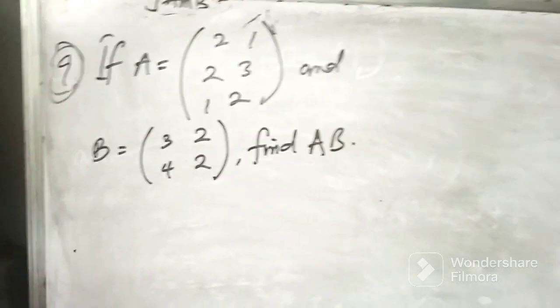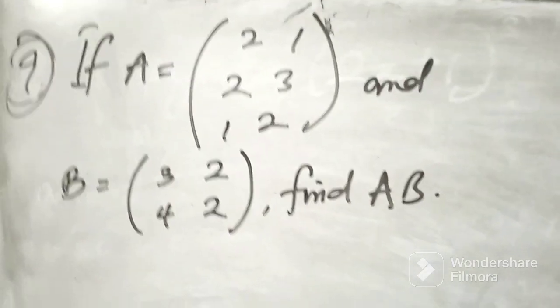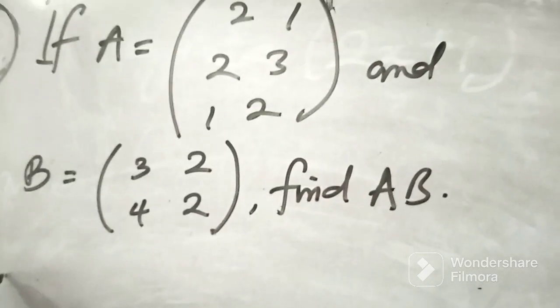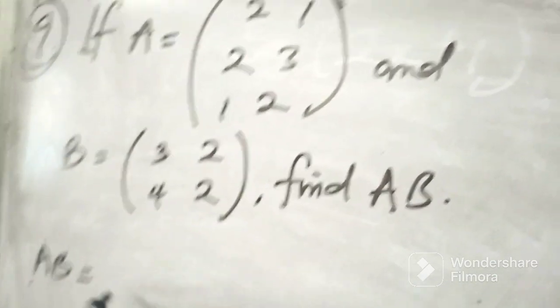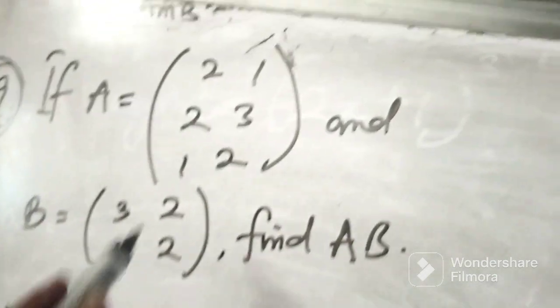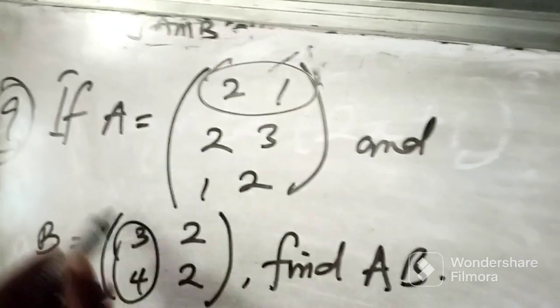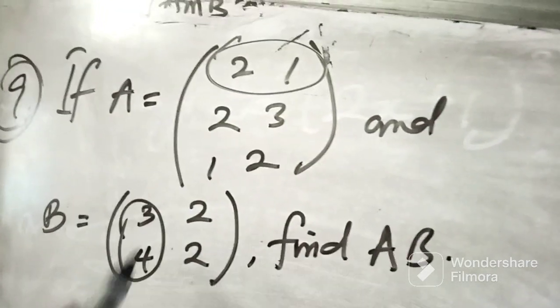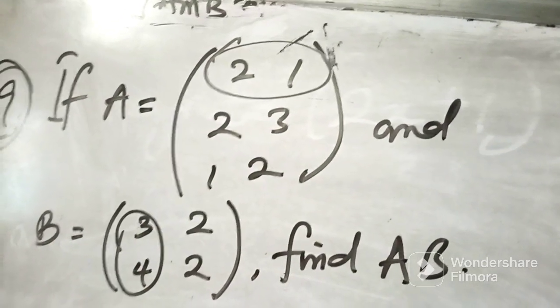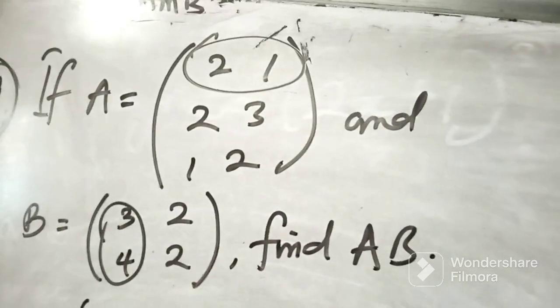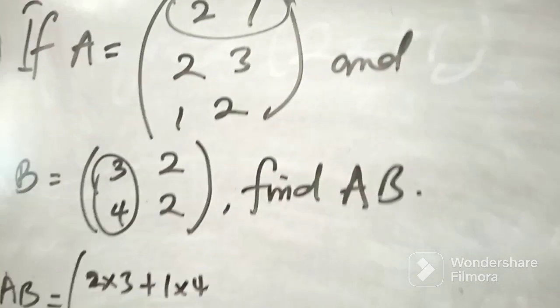The next question is on matrix. Now we have matrix A and B. So we have to find the product. So what we do is that we use the element in the first row to multiply the element in the first column, and that will give me 2 times 3 plus 1 times 4.